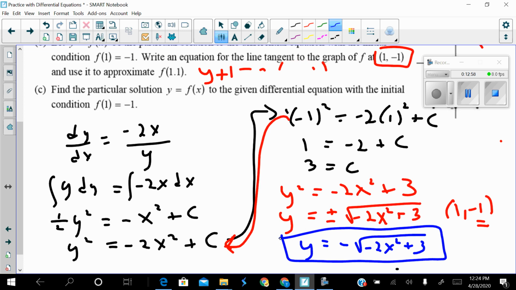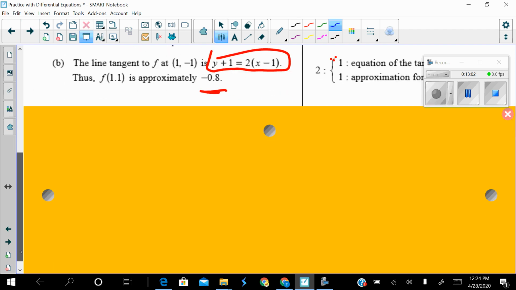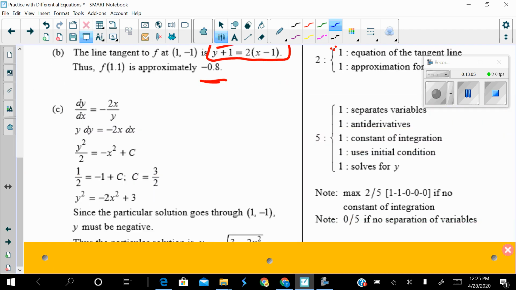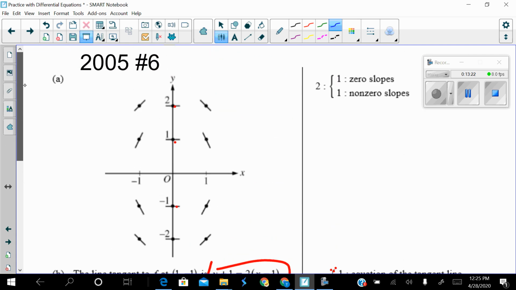Okay, now let's take a look over here. See, in the answer key they stopped a little earlier to figure out c, and then it was 3/2. But when they plug it back in and solve for y, they're still going to get the same answer. Okay? One thing I just wanted to note here, because it came up in something else I gave you guys to do, this solution had to go through the point 1, negative 1.